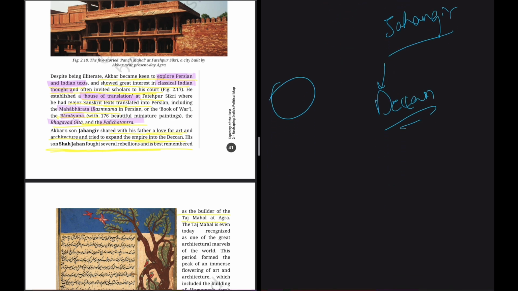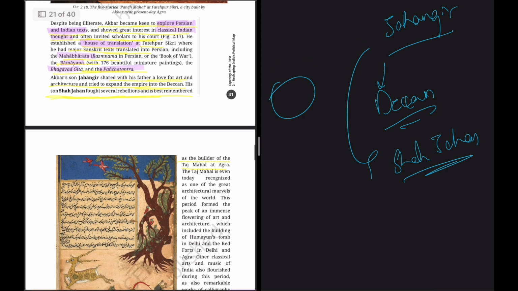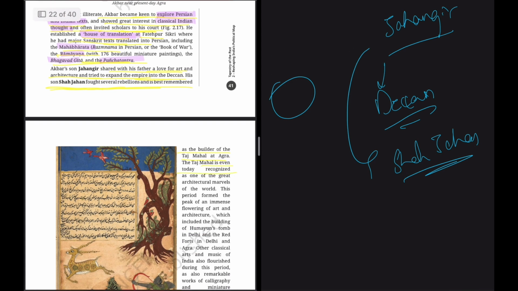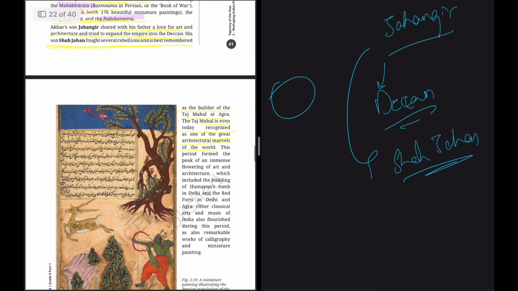And then came Jahangir's son, Shah Jahan, whom we all know to be the builder of the Taj Mahal at Agra. The Taj Mahal is even today recognized as one of the greatest architectural marvels of the world. We all know that. And this period formed the peak of an immense flowering of art and architecture.